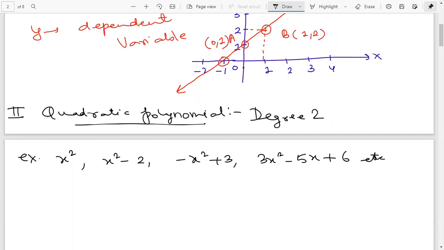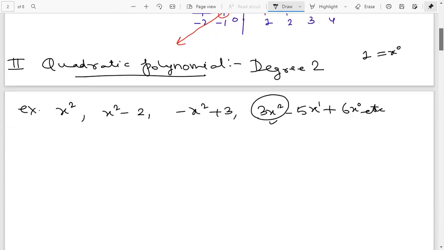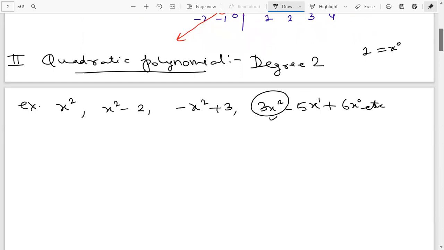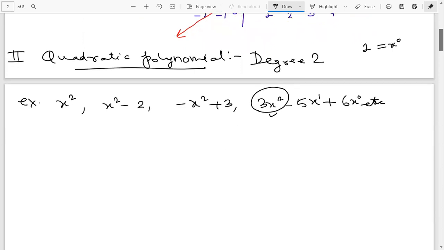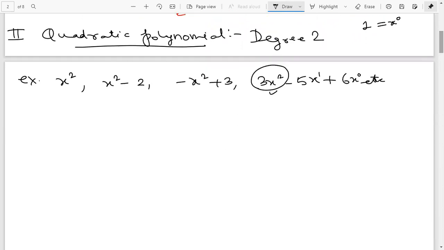Because in this case also, as in the last case, we have to see the maximum power of x, not other values. Here we have x to the power 1. Here nothing is there, that means x to the power 0. That is 1 is there, 6 into 1. So 1 we can always write as x to the power 0. That we know. Correct. So the maximum power of x we will see, that is 2. That's why quadratic polynomial.